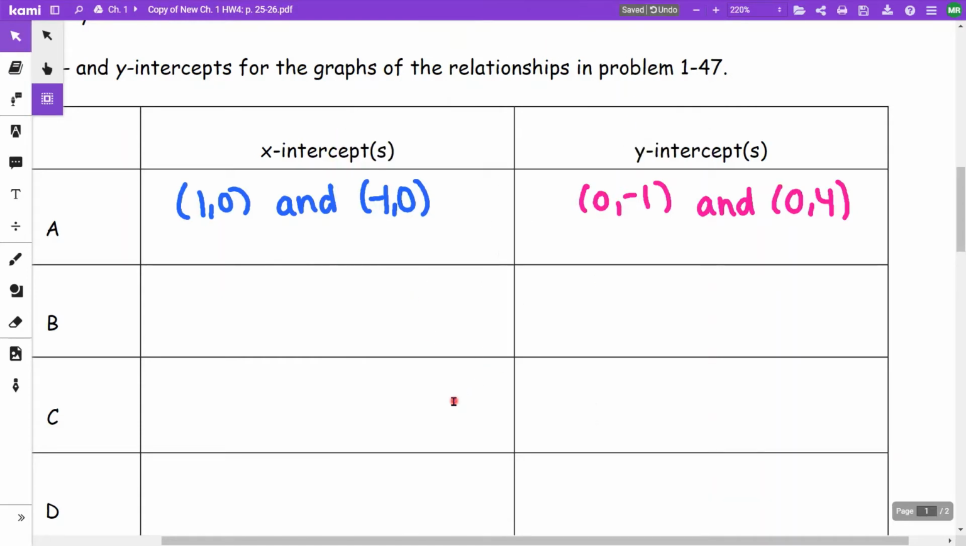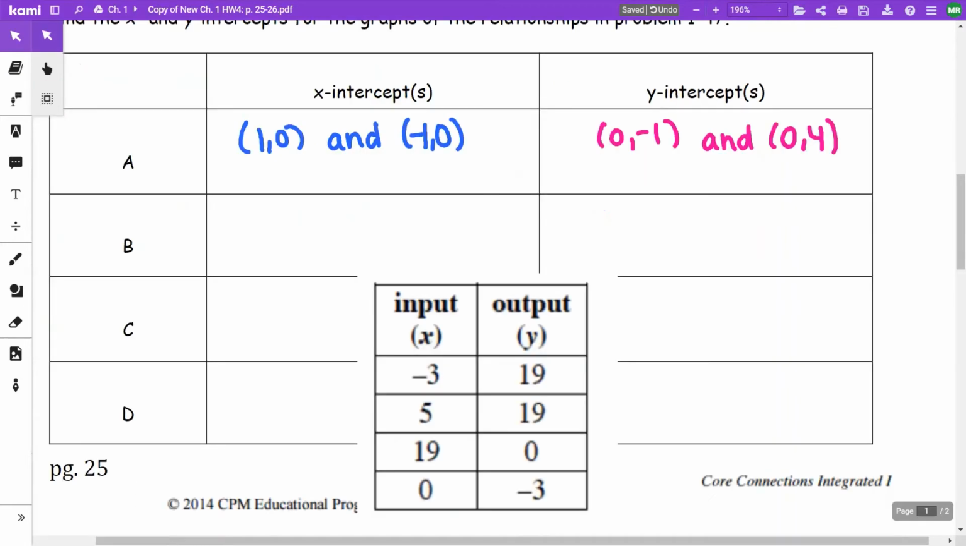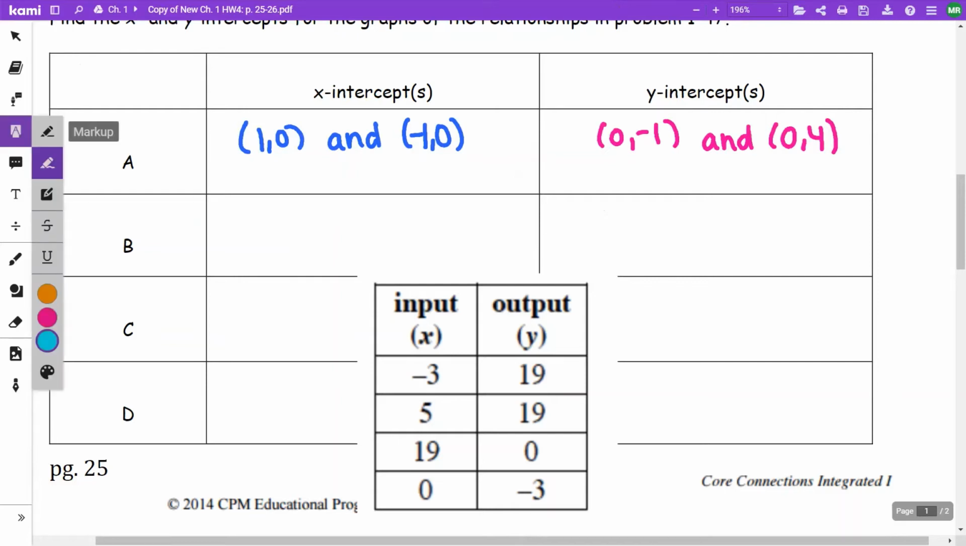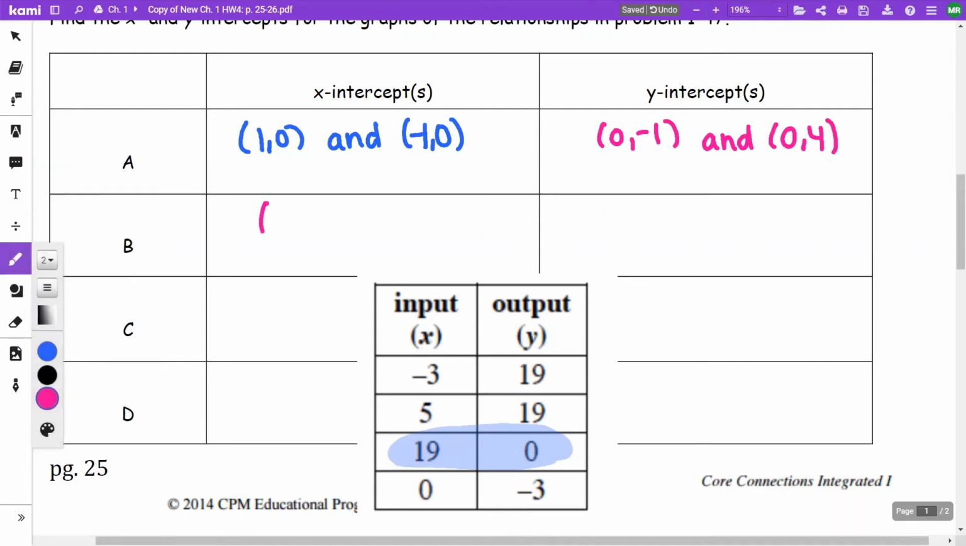Okay, so the next one, we're going to be looking at the table. If I'm looking at the table here, I'm looking for certain points that are going to be special. So my x-intercept, I need to have my y being 0 because both of those have a y being 0. So my y is 0 here. So that's going to be my x-intercept, 19, comma 0.